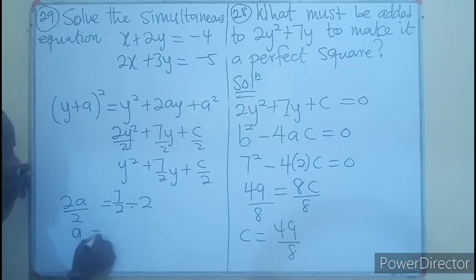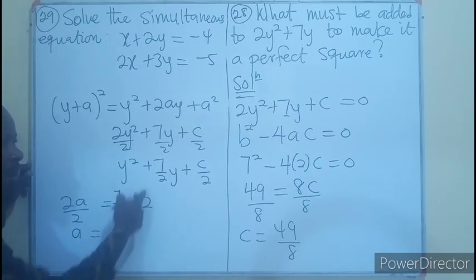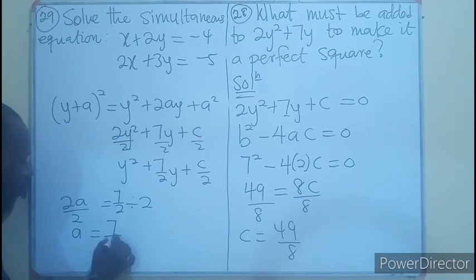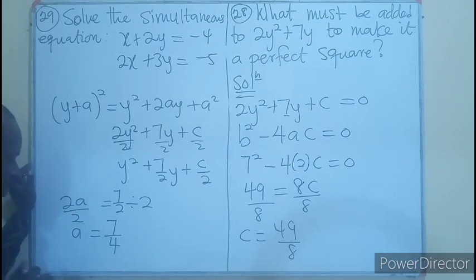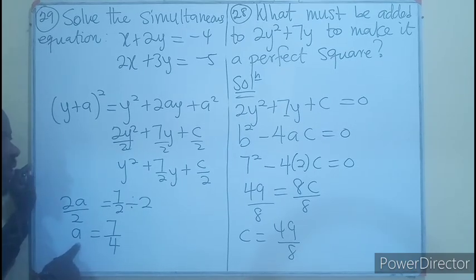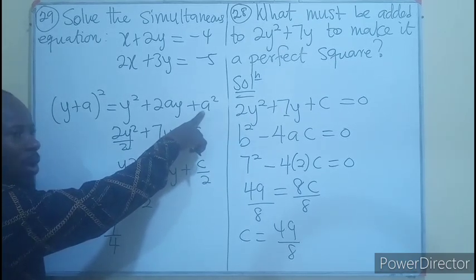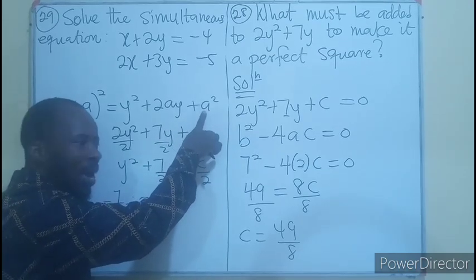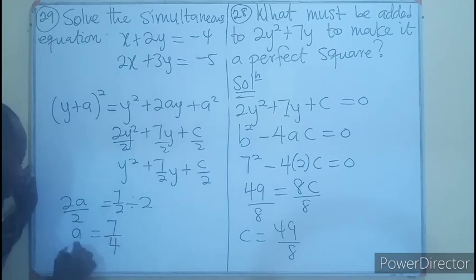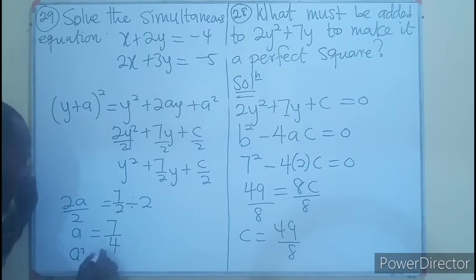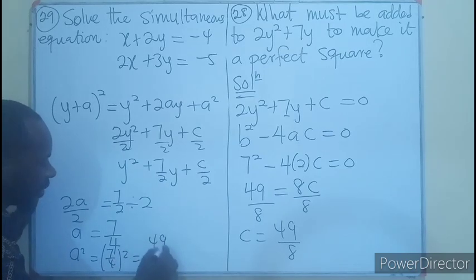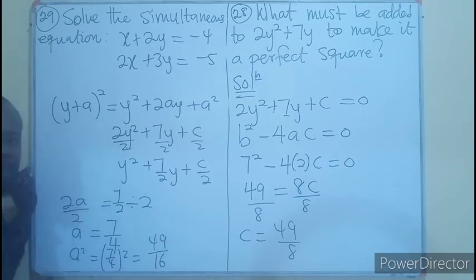So a will be equals to, division here will be multiplication. It will turn over. So I'll be having what? 7 out of 4. You see that? This is what we are having, a. And here, the a is what? Squared. Before this to be the same as this, we must square our a. And squaring the a will mean that 7 out of 4 all squared, which is 49 out of 16.